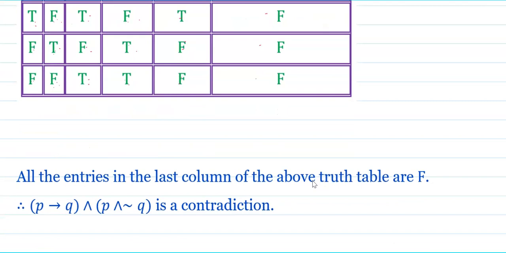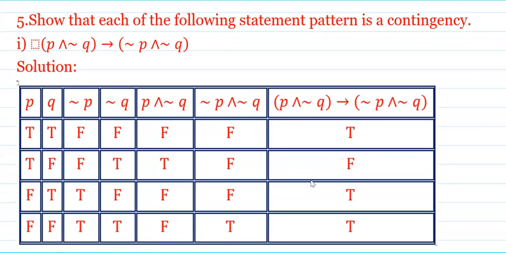Okay. Now the question number 5. Show that each of the following statement pattern is a contingency. Okay. Now the two statements are there and the connectives 1, 2, 3. Okay. Next 4, 5. One is repeated. 5. Okay. Now the 2 plus 5, 7 columns to be checked. 1, 2, 3, 4, 5, 6, 7.